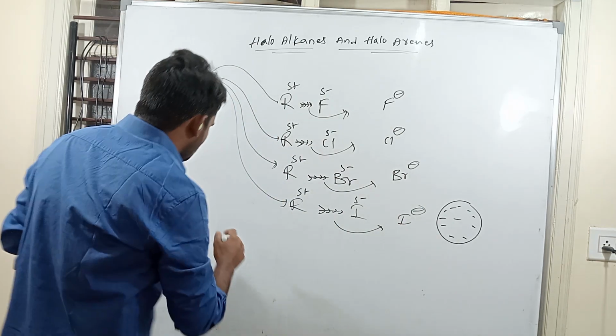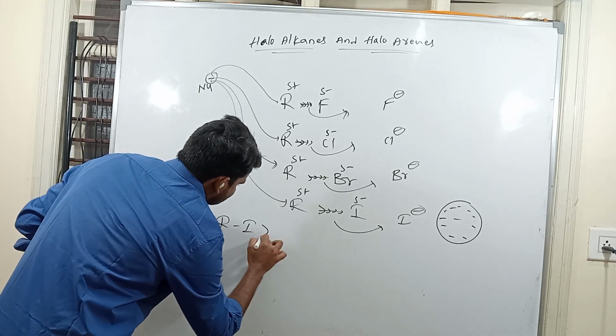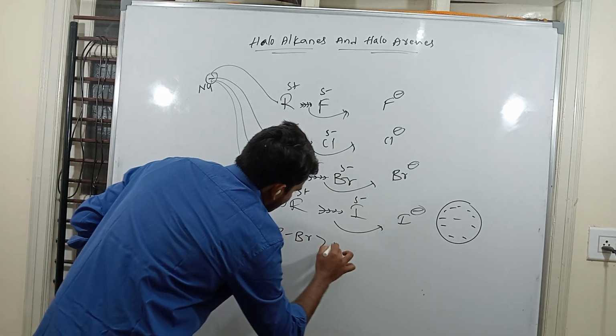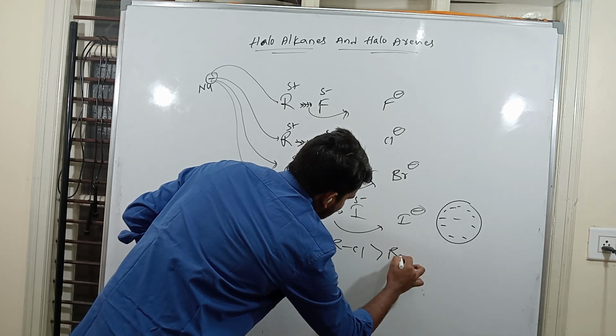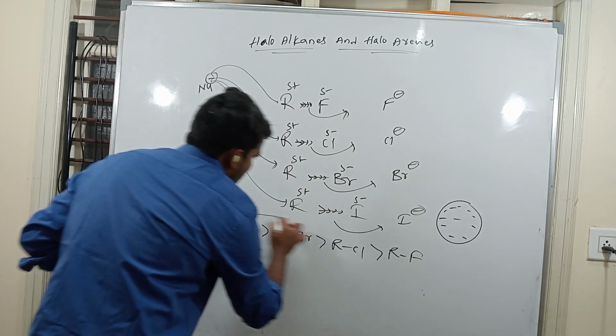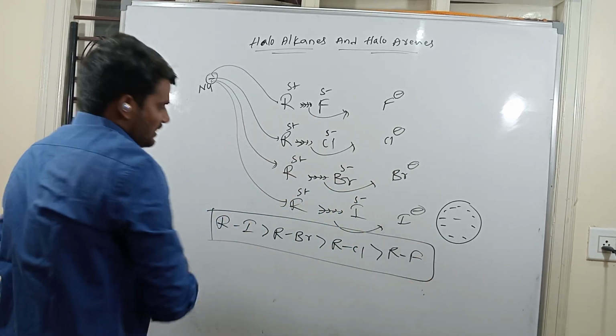What is the reactivity order now? Alkyl iodide, alkyl bromide, alkyl chloride, and alkyl fluoride. This is the reactivity order of the alkyl halides.